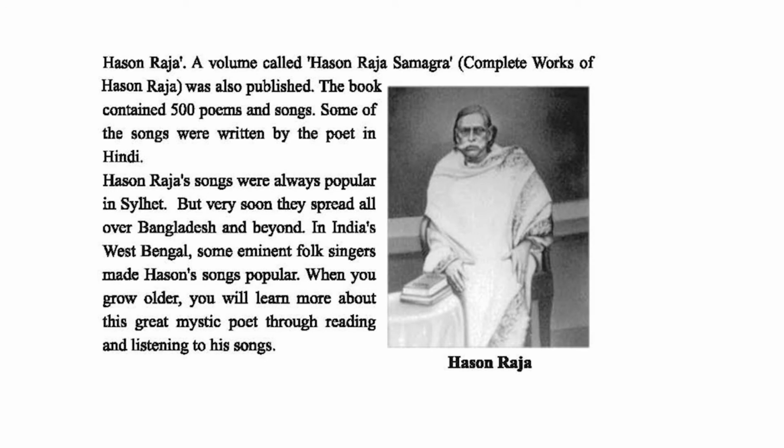A volume called Hason Raja Shamagra, Complete Works of Hason Raja, was published. The book contained 500 poems and songs. Some of the songs were written by the poet in Hindi.